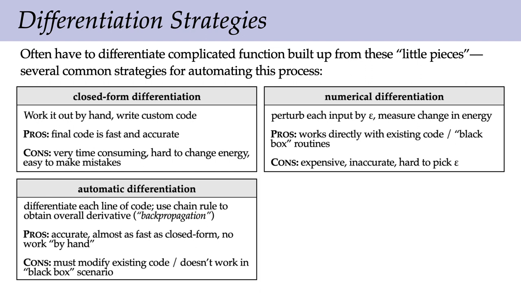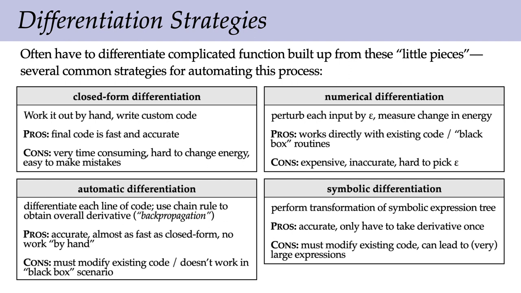The downside is, unlike numerical differentiation, it doesn't work with existing code. You have to use special libraries, special data types, and so forth in order to do this kind of differentiation. So it won't work at all in this scenario where you just have a black box. You have a library that you don't have access to. You don't know what the expressions are. Can't use automatic differentiation. Finally, there's symbolic differentiation, which is a similar idea.